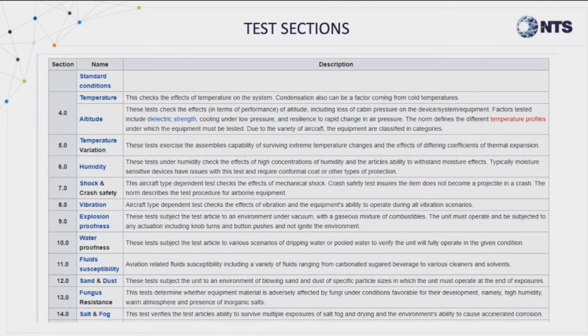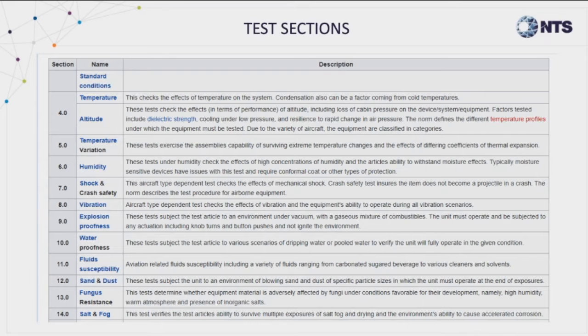Waterproofness, how does it handle the environment of water, rain, dripping water, pooled water, depending on the conditions of your product, what level of severity is applicable. Fluid susceptibility, what happens to your component if you spill a can of soda on it, or if you have cleaners, solvents, fuels, depending on your location within the aircraft? Does that cause a failure within the product? Sand and dust, again, if you're external to the aircraft, does blowing sand, blowing dust in desert environments gum up the product?